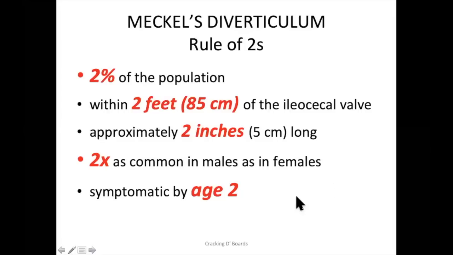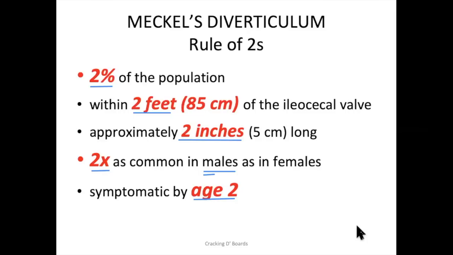So the rule of twos, please take time to go over this. We have the famous: 2% of the population, 2 feet from the ileocecal valve, 2 inches in length, 2 times more common in males, so males, letter M, that's Meckel's, and symptomatic by the age of 2.